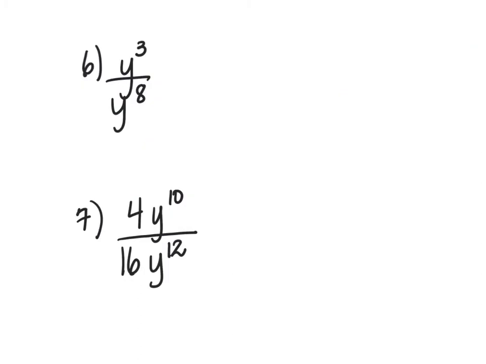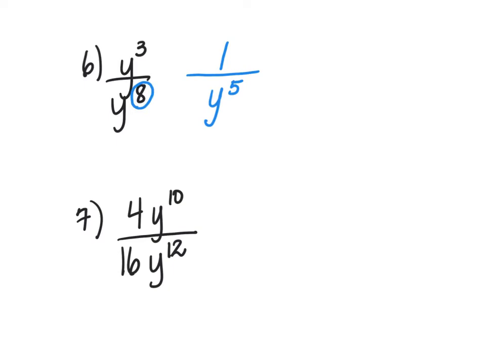Now number 6 says that we have y to the 3rd divided by y to the 8th. Now keep in mind on this problem we have more y's on the bottom. So that means I'm going to write my result on the bottom. I'm going to keep my base of y, but they're all going to go on the bottom. So 8 take away 3 is 5, but they're on the bottom. And so I need to keep those y's in the bottom, so I'm going to put in the understood 1 there in the numerator.